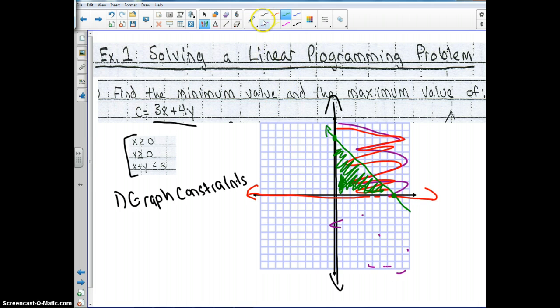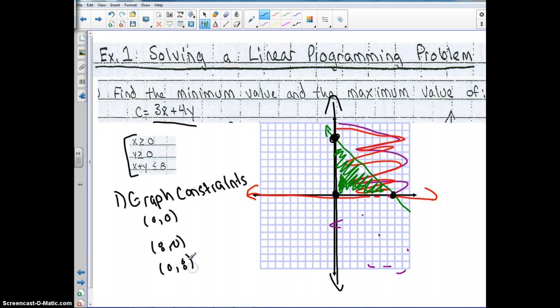Now, when I look at my solutions, I have 1, 2, 3. How do I know that? This is where my lines intersect the other lines that I drew. So I have a triangle. What are the vertices of my triangle? It's where the lines intersect each other. So I have 3 solution points. I have the point 0, 0, the point 8, 0, and the other point 0, 8.